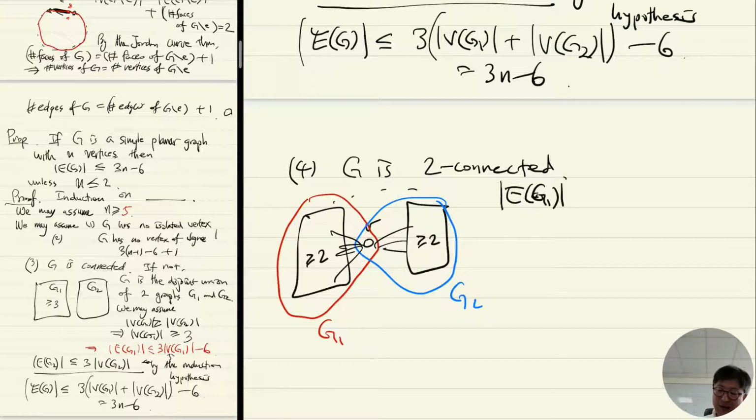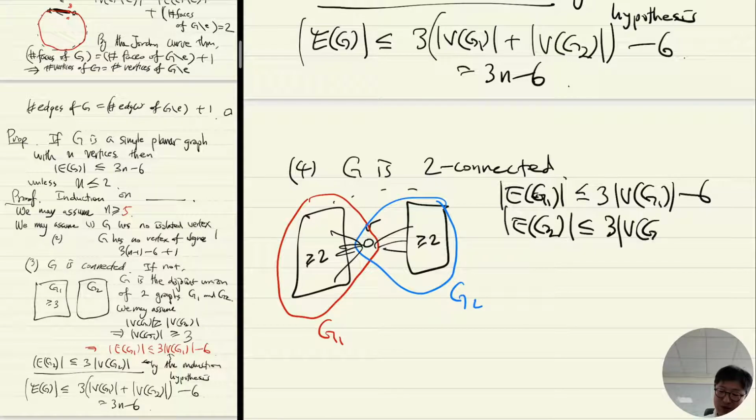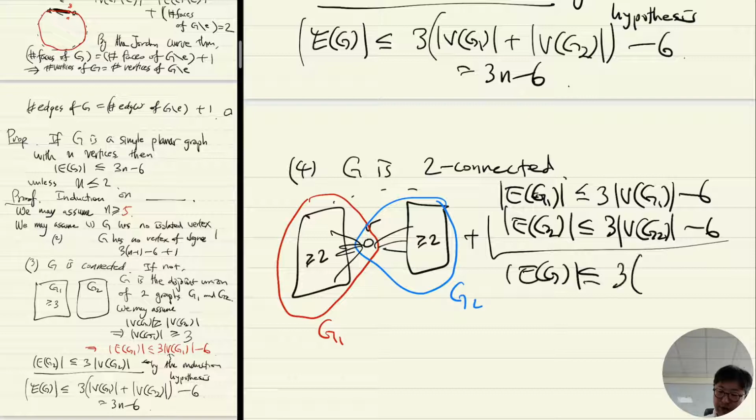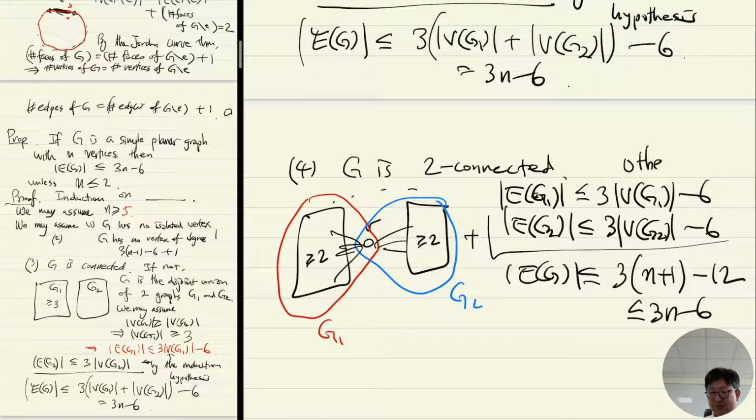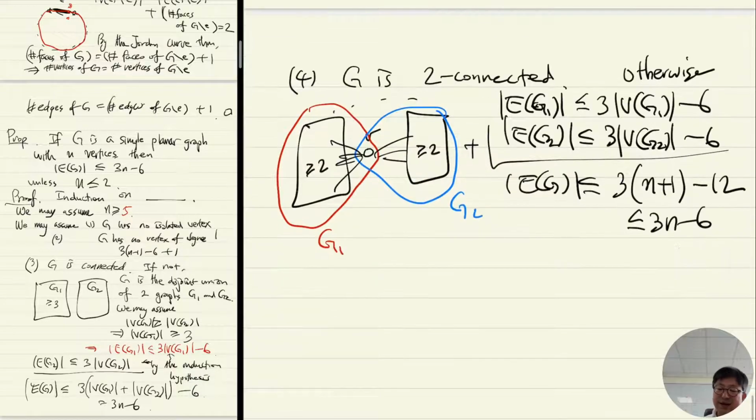E(G1) is at most 3 times V(G1) minus 6. E(G2) is at most 3 times V(G2) minus 6. And add them together, so E(G) is at most 3n plus 3, because 1 vertex is counted twice, minus 12. This is less than 3n minus 6. Okay, so we can assume the graph is 2-connected.